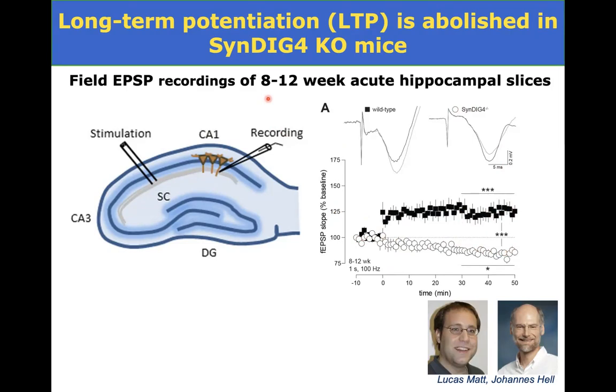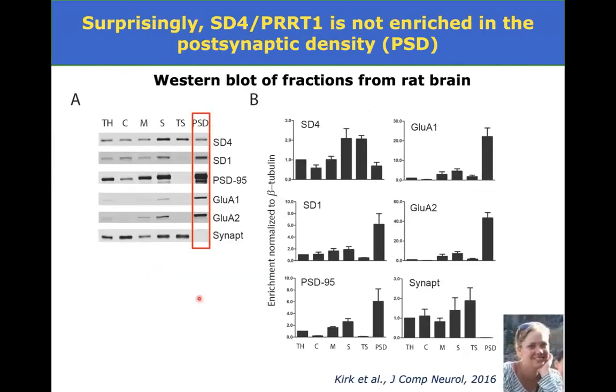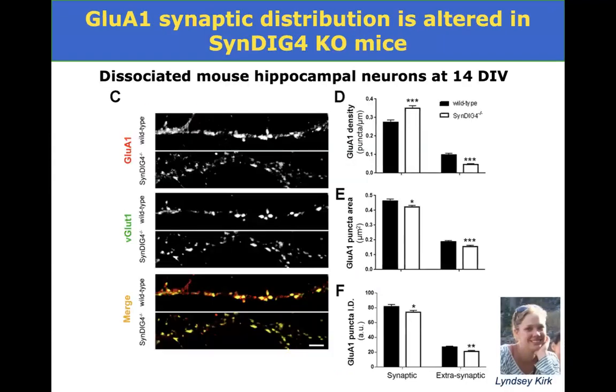What about the individual synapses? So again, using our dissociated hippocampal culture, can we look and see if there are deficits in these synapses? To do this, a graduate student in my lab, Lindsay Kirk, utilized this dissociated culture and looked to measure the effects on the AMPA receptor subunits.